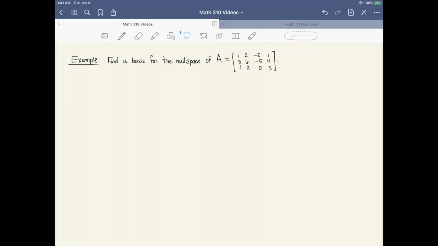In this video, we're going to do one thing and one thing only, and that is find a basis for the null space of a particular matrix. We are going to work through one example where we explicitly write this down. So our matrix here is a 3 by 4 matrix.